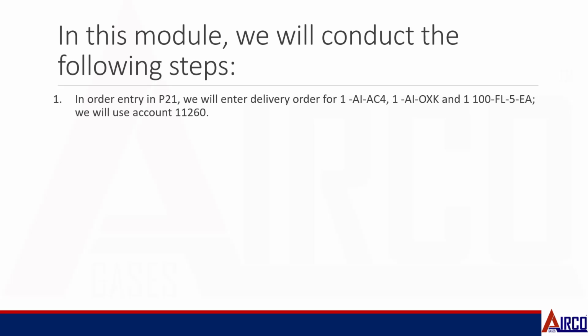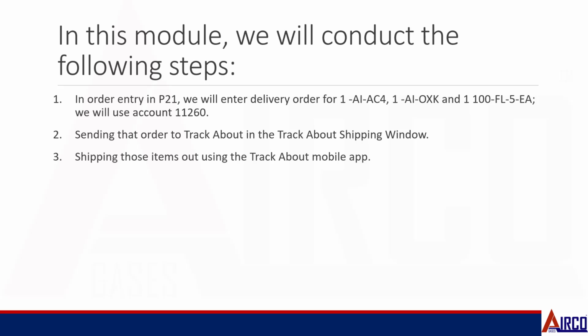So in this module, we'll conduct the following steps. In order entry, we're going to deliver one oxygen, one acetylene, one piece of soapstone. And we're going to use a training account 11260. Next, we're going to send that order to Trackabout in the Trackabout shipping window. I'll show you how it's done.